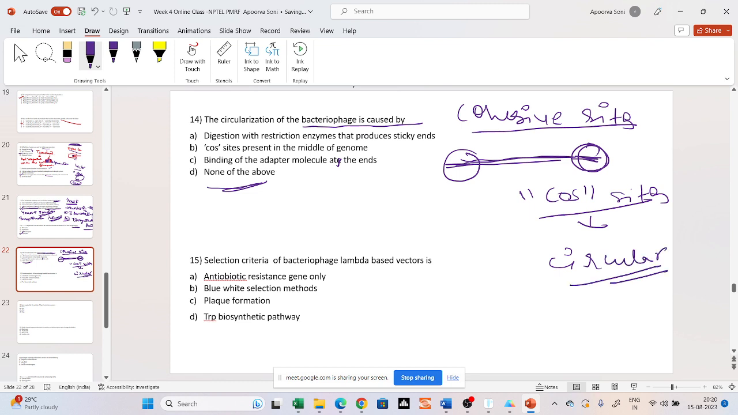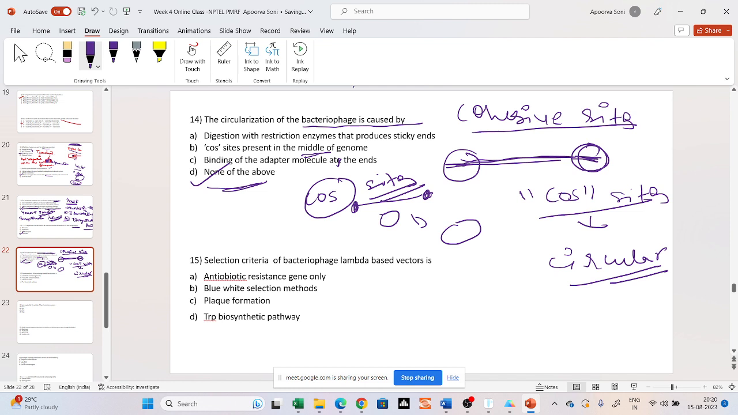But here I have given cos sites, but I have written in the middle of the genome. But cos sites are present at the end, because if they are in the middle, then how will it be able to join? This DNA can join only when something sticky is present at the ends, no? If something is present in the middle, then how is it able to join? So the sticky thing that is present at the end that causes this to form a circular molecule are the cohesive sites, or in short, we call them cos sites. Okay? So the answer is none of the above.